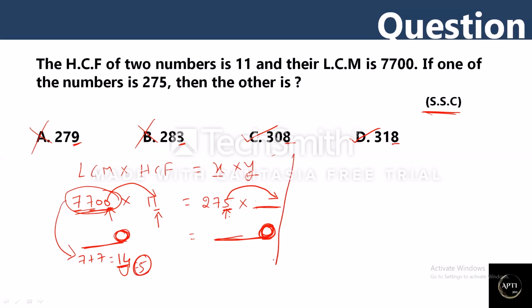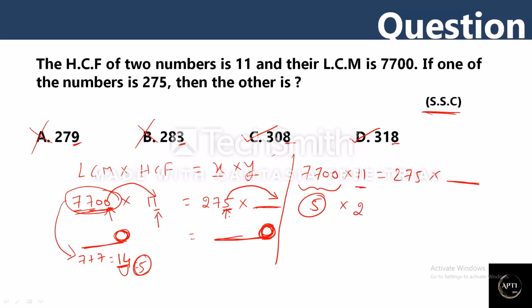7,700, I'm writing it this side. 7,700 into 11 is equal to 275 into which value? Now, what will be the digital sum here? 5. So the digital sum is 5. Now what is the digital sum for 11? Already you know that it is 2.